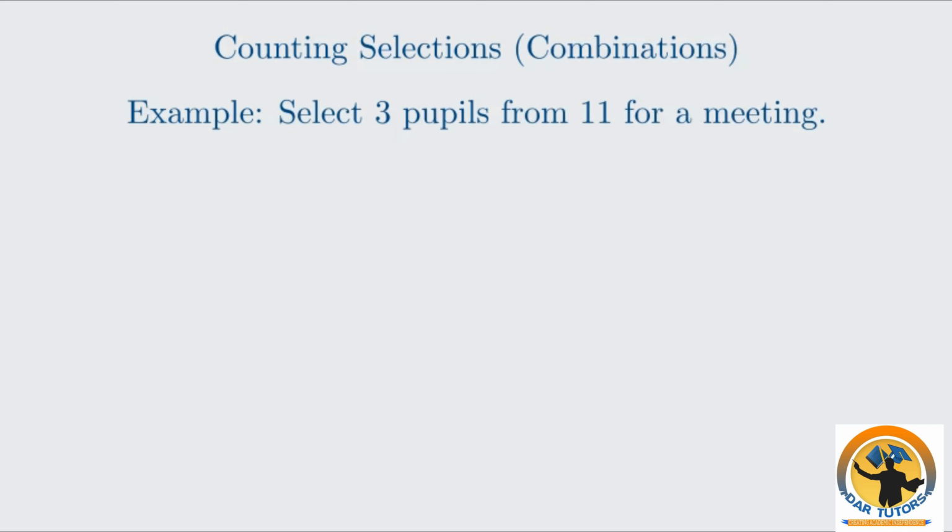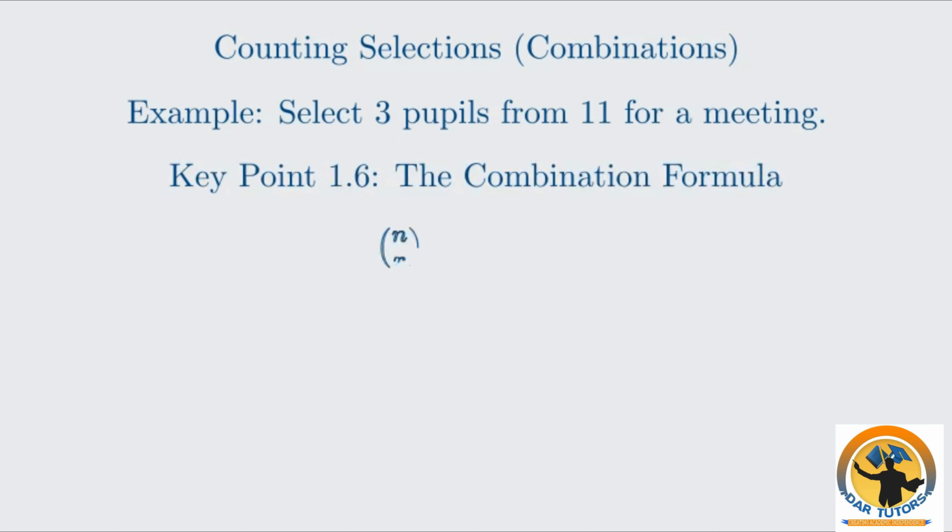This is a combination. The formula for the number of ways of choosing r objects from n, where order doesn't matter, is given by the symbol nCr, or n choose r. The formula is n factorial divided by r factorial times (n minus r) factorial. Let's understand why this formula works. First, let's think about how many ways we could select and arrange 3 pupils from 11. This is a permutation, 11P3.